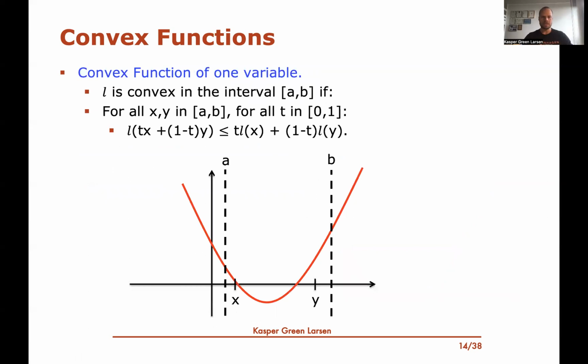Okay, so a function is convex if the following holds. A function L is convex in an interval from A to B. You can talk about a function being convex in an interval if the following holds. For any two points, X and Y, in the interval, right? The interval is from A to B. If I pick any two points, say X and Y, then the following must hold for every T between 0 and 1. So here's a complicated expression, so let's try to see if we can parse it. On the left-hand side, we have the function evaluated at T times X plus 1 minus T times Y. And that should be less than or equal to T times L of X plus 1 minus T times L of Y.